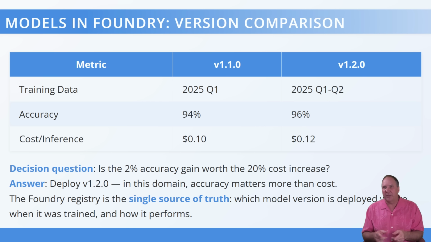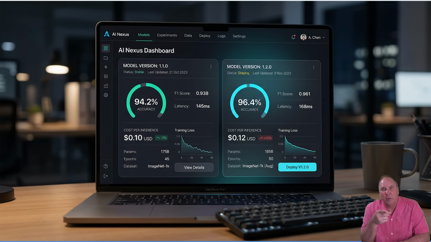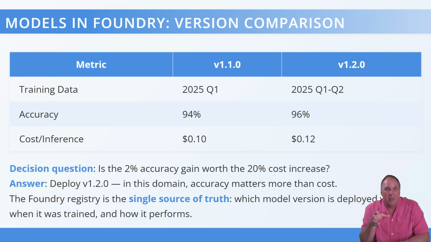The Foundry registry is the single source of truth for which model version is deployed where. Here's a real decision. Version 1.1.0 has 94% accuracy at 10 cents per inference. Version 1.2 has 96% accuracy at 12 cents. That's a 2% accuracy gain with a 20% cost increase. In many domains, the answer is yes, we want the 20% cost because accuracy affects user trust.